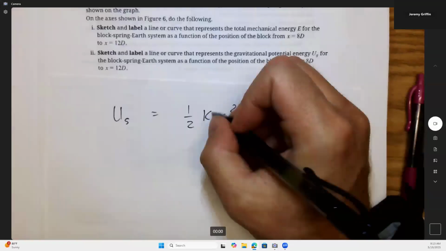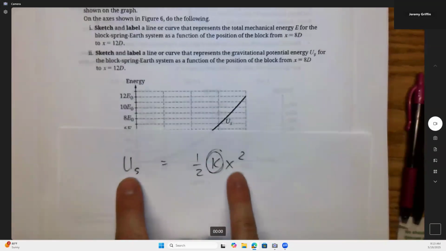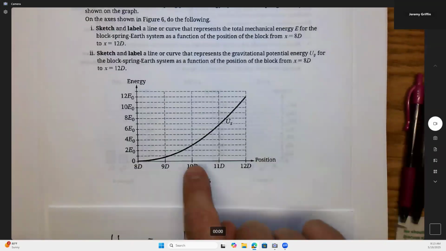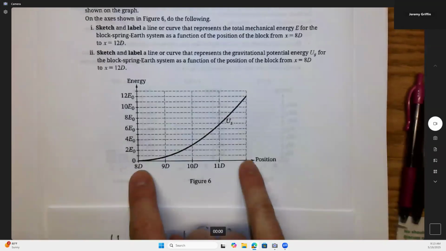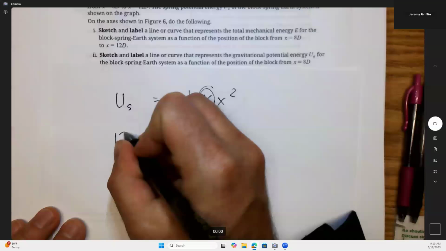Here, let's solve for k, and then we'll come up with an exact equation. Because I know 0, 0 would work. If I plug in 0, I'll get 0. That's this point right here. And also, if I plug in, let's say, 4D, for 4D smash, I get 12 units of energy in the spring. So 12 units of energy. I'll just call it 12.